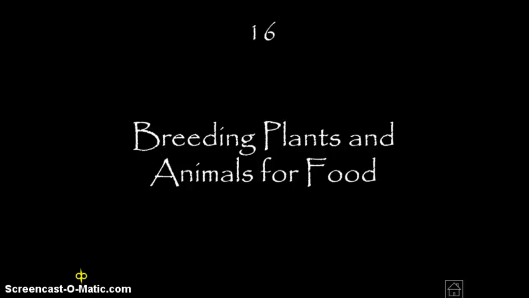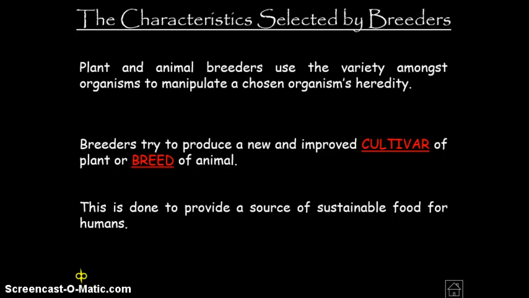Breeding plants and animals for food. Plants and animals are bred to improve characteristics to help support sustainable food production. Breeders develop crops and animals with higher food yields, higher nutritional values, pest and disease resistance, and the ability to thrive in particular environmental conditions.